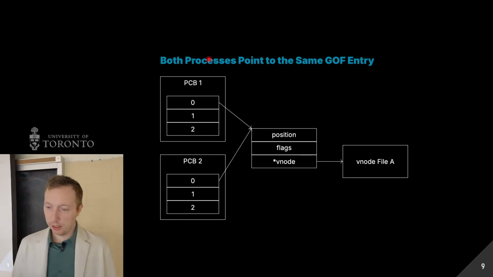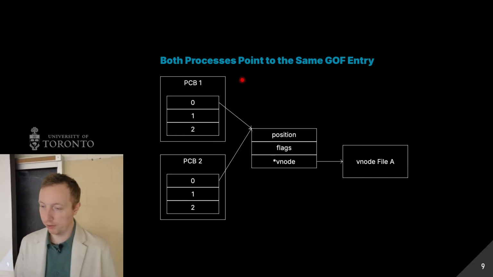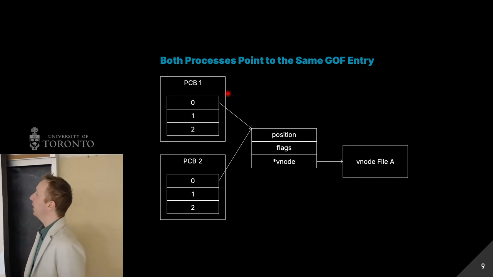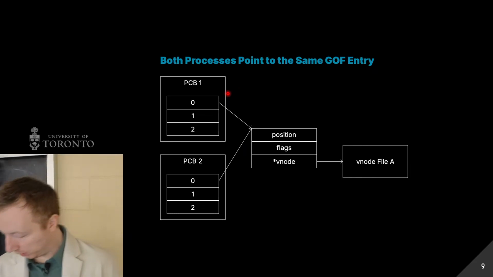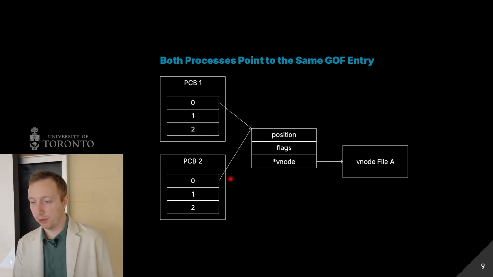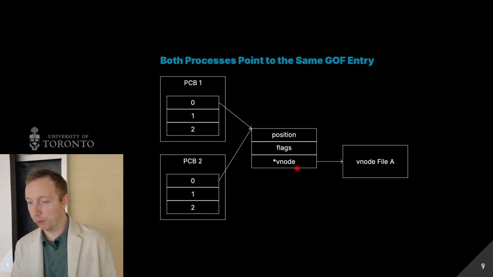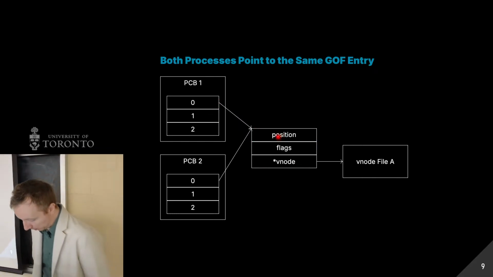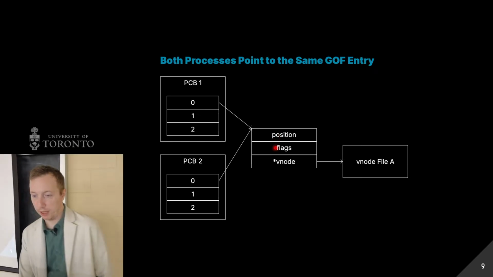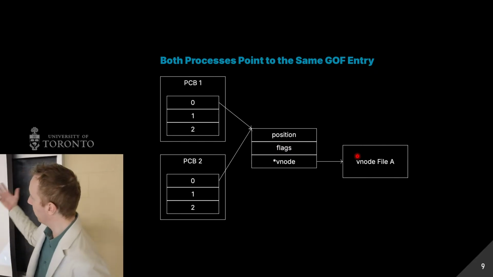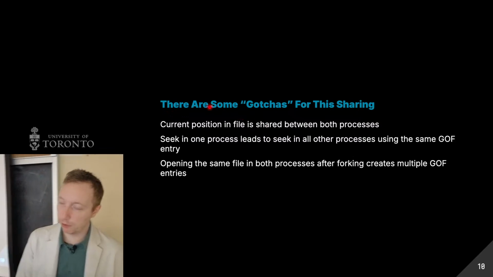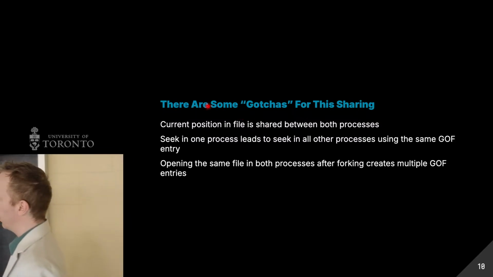So this is what it looks like if both processes are pointing to the same global open file table, which is the state we would be in directly after a fork. So directly after a fork, process 1 and process 2, their file descriptor 0, would both point to the same global open file table entry, which would have its own position, its own flags, and everything like that. And then the vnode could point to some regular file A. So we'll see how this interacts, because there's, of course, some gotchas for this file sharing.